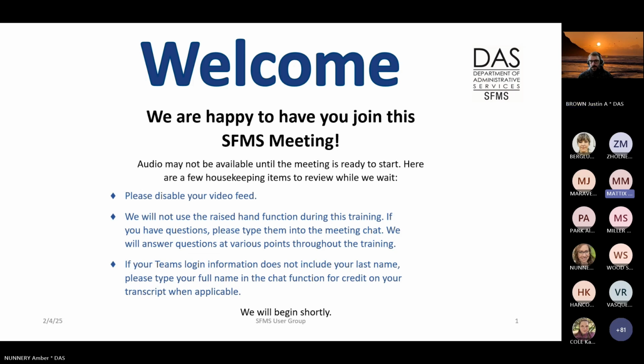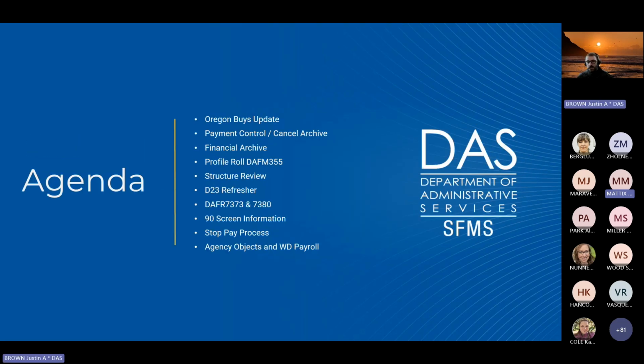We will get started. Recap the agenda real quick. We have an Oregon Buys update, payment control, cancel archive, financial archive, profile roll, structure review, D23 refresher, some DAFR report overview, 90 screen information, and stop pay process, and agency objects and Workday payroll. So a lot of good stuff, and hopefully a value add for everyone in attendance. So with that, I will say take it away, Andy, with the Oregon Buys update.